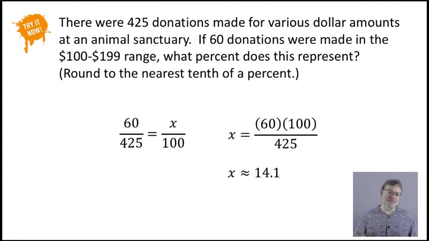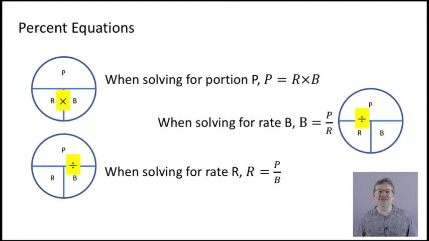All right, so that's the proportion method. That's the first of the 2 methods that I wanted to show you. Here's the other method, which I sometimes call percent equations. To do this method, you each time draw a circle, and in the upper part of the circle, you place a P, you have a line across the middle of the circle, and you divide the bottom part of the circle with an R on the left and a B on the right.